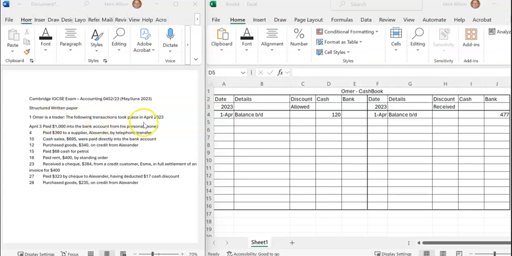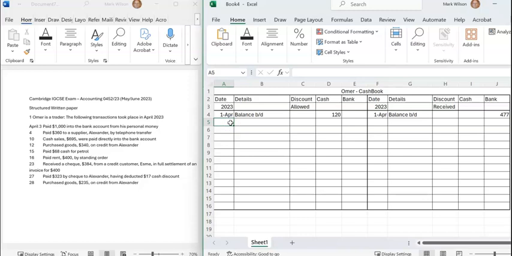So the first one, Omar's a trader. Transactions took place in April 2023. So we're right on that one. The first thing that happened is we paid $1,000 into the bank account from his personal money. So that happened on April the 3rd, so we'll just put the 3rd.